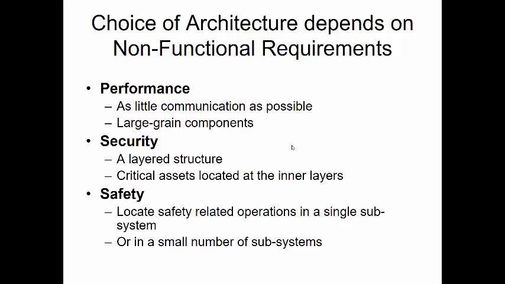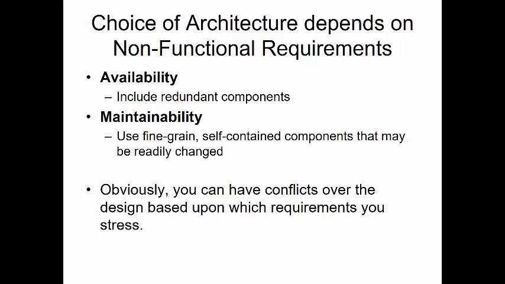For safety, you want to locate safety-related operations in a single subsystem or a small number of subsystems to prevent failures. If you're going for availability, you want a large number of redundant components, and for maintainability, you want small, fine-grained, self-contained components that can be readily changed, and that kind of goes to the opposite of some of the other approaches. Obviously, you can have conflicts over the design based upon which requirements you stress.